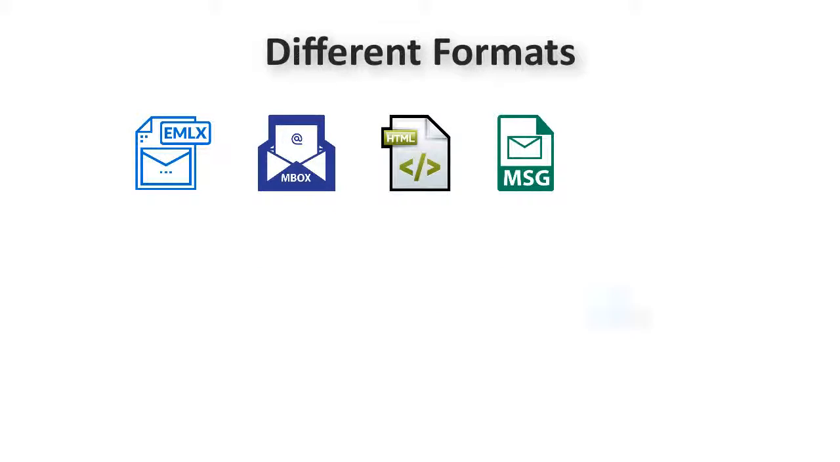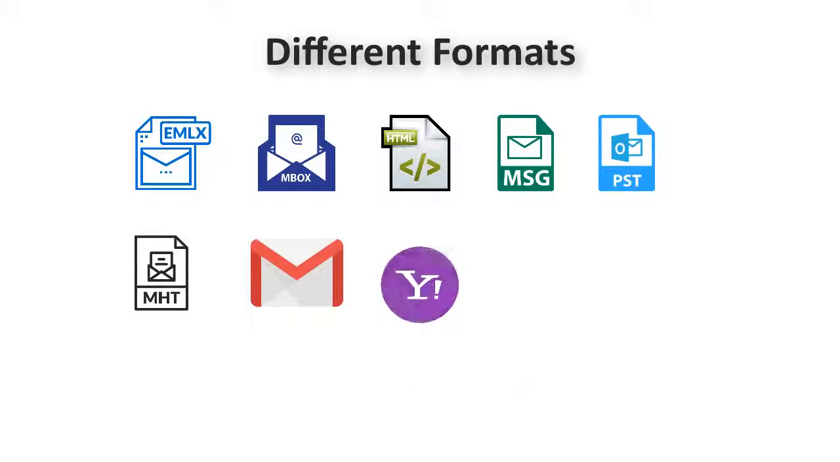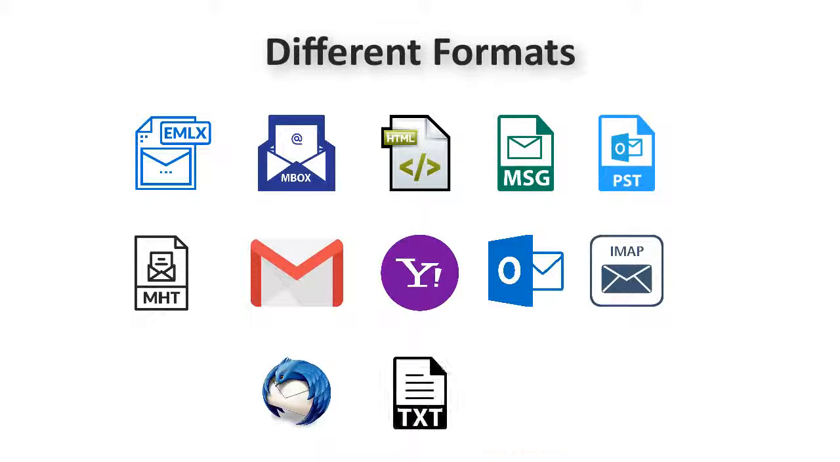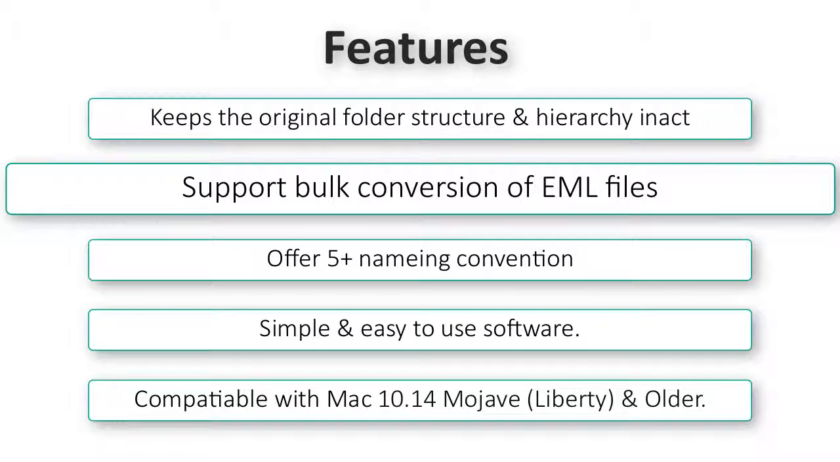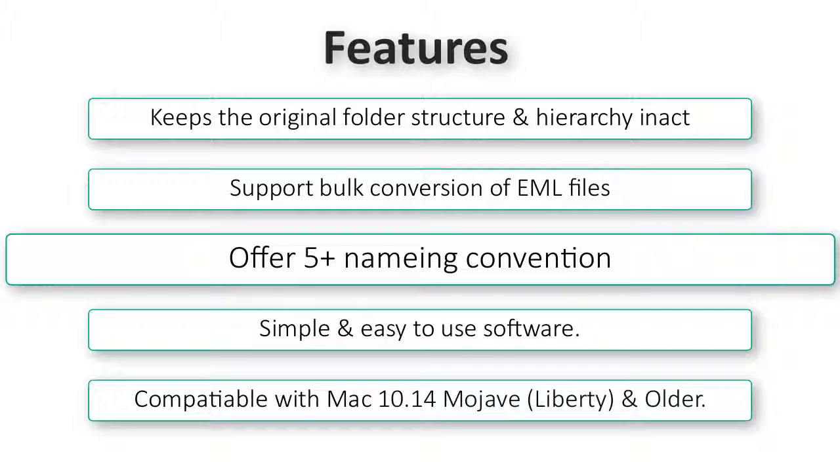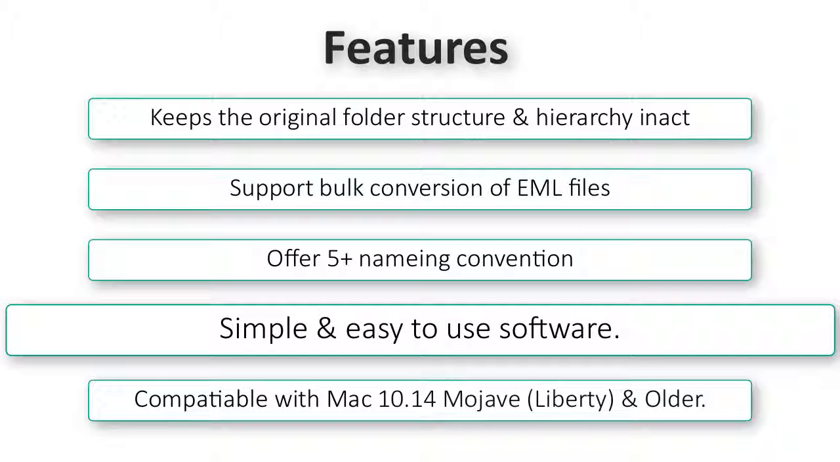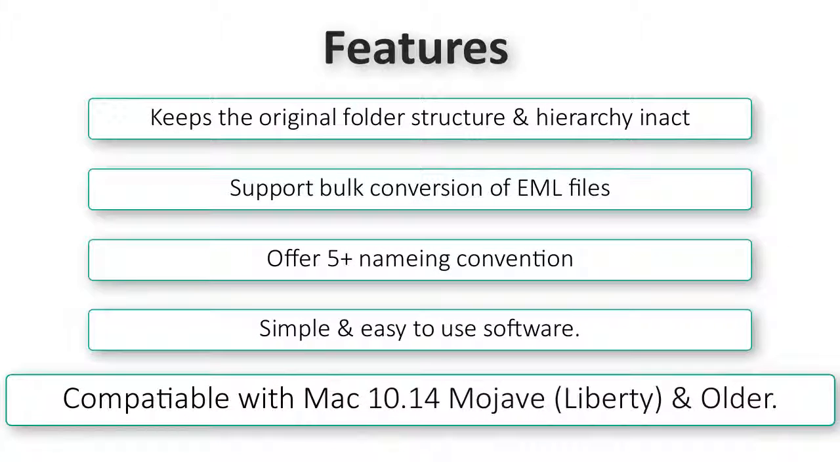It lets users save files in different formats: EMLX, MBOX, HTML, MSG, PST, MHT, Gmail, Yahoo, Outlook, IMAP, Thunderbird, Text and Zebra format. See its other features: it keeps the original folder structure and hierarchy intact while performing the conversion, supports bulk conversion of EML files with all their attachments, and offers 5 plus naming convention choices. It's simple and easy to use software, compatible with Mac 10.14 Mojave, Liberty and older.